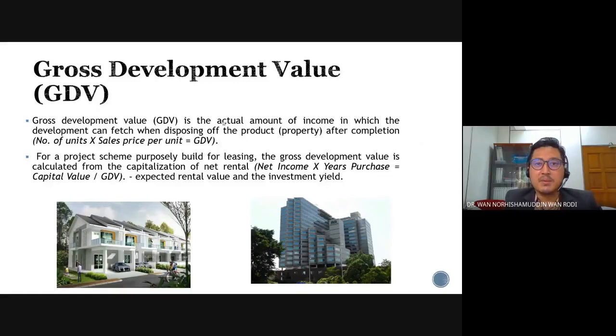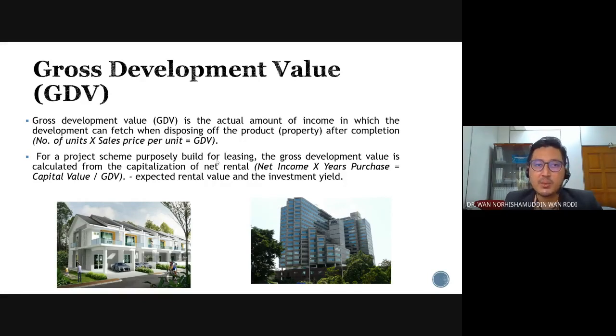Okay, firstly, let us look into the GDV, gross development value. What constitutes a GDV? So GDV is the actual amount. If you refer to this slide, it is an actual amount of income which the development can fetch when disposing of the property after completion. Okay, for a project that is built for leasing, the GDV is calculated from capitalization of net rental, net income times years purchase, capital value or GDV, so expected rental and investment yield.